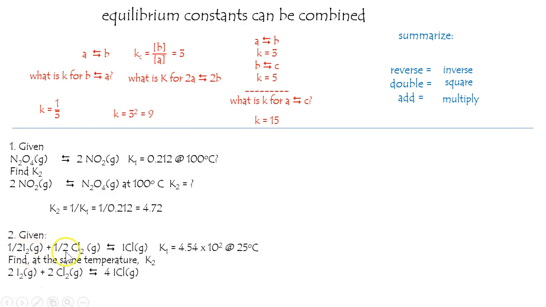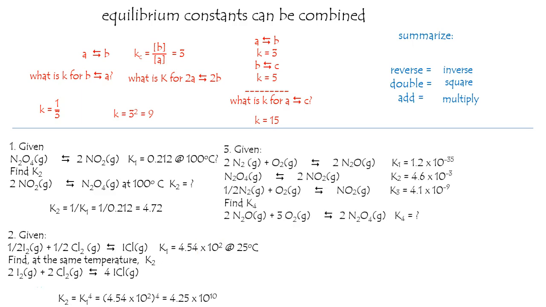Given that iodine and chlorine react in a 1/2 to 1/2 to 1 ratio with a K value of about 454, let's find the K value for 4 times that amount. We'll have to take that K value and put it to the 4th power, bringing it up to 10 to the 10th. And here's a long one.